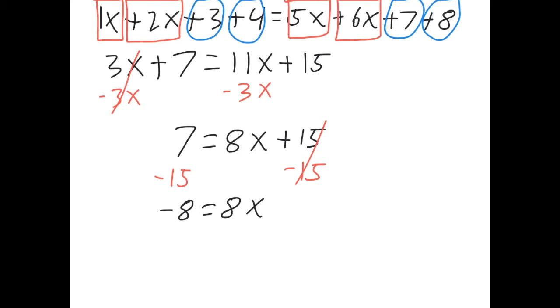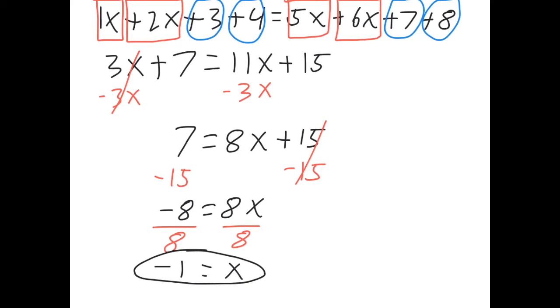So then we're down to the final step. Step 7 is undo multiplication or division. So we want 8 times x, so we want to undo that. So we divide both sides by 8, and we get x equals negative 1. And that's our answer.